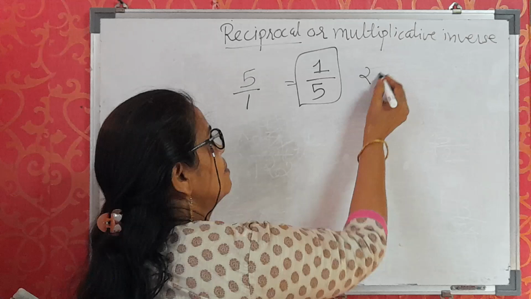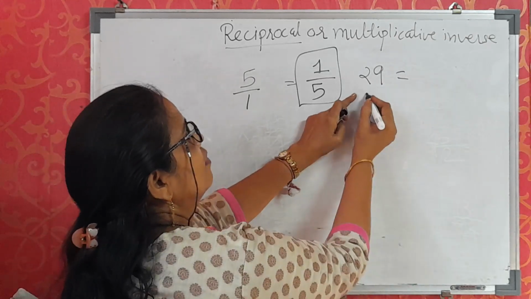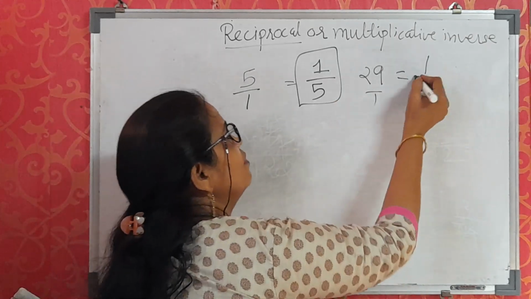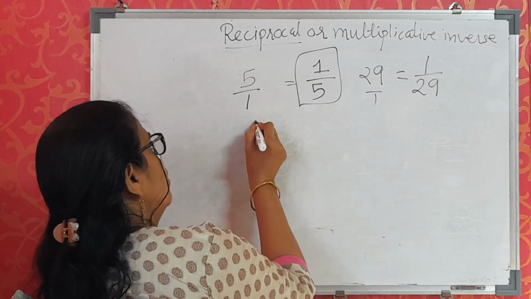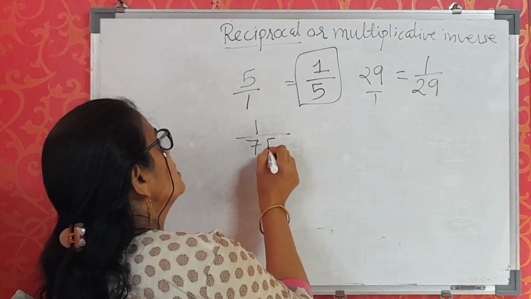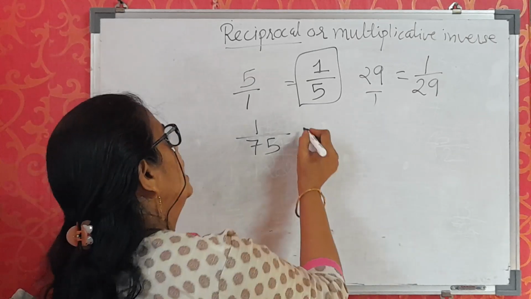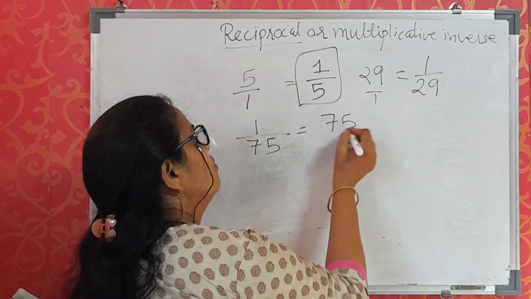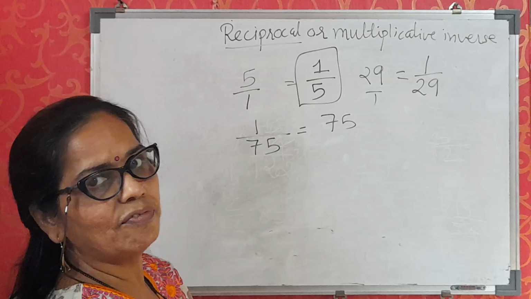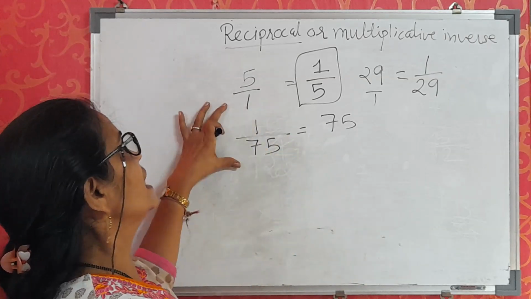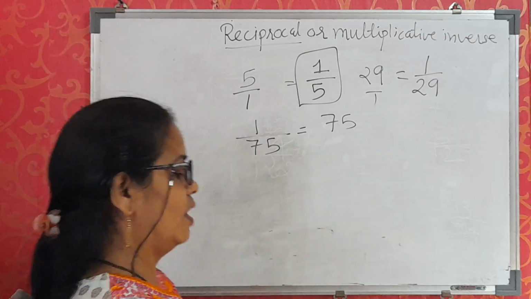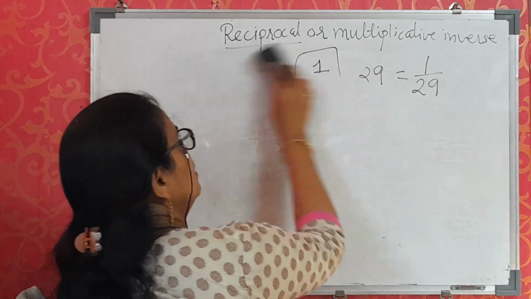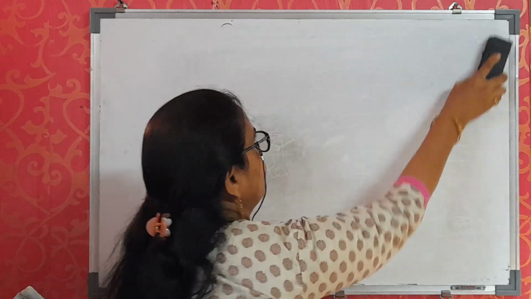Same way, what is the reciprocal of 29? Consider 1 as the denominator, it would be 1 upon 29. If I ask you the reciprocal of 1 upon 75? Simple, it would be 75 upon 1, that means only the whole number 75. So this way you have to write the reciprocal of the given number. Now we will do the division of a fraction.